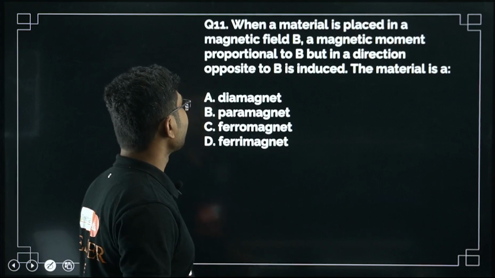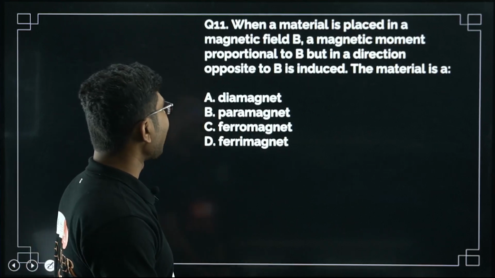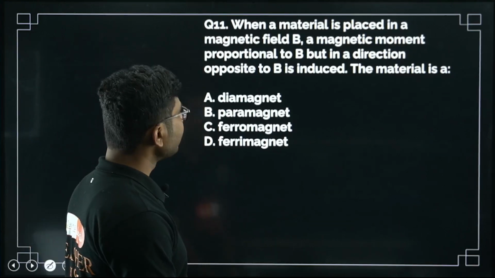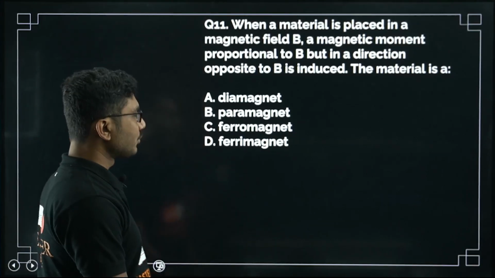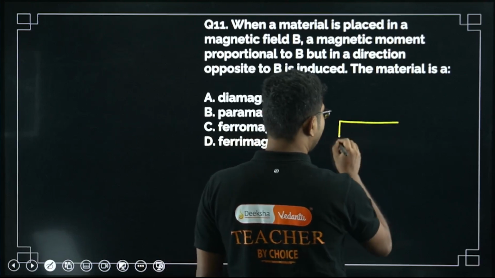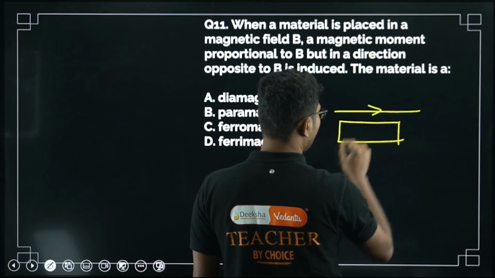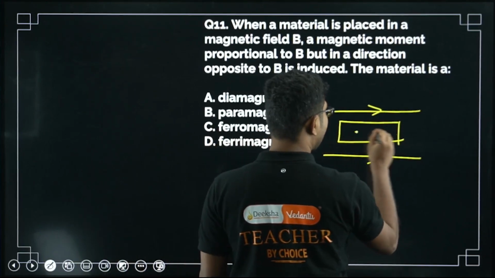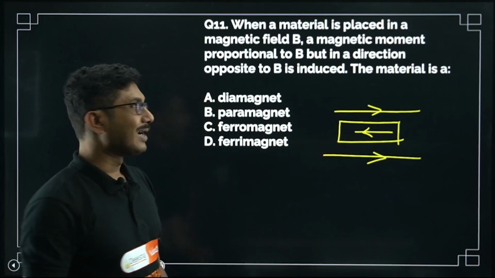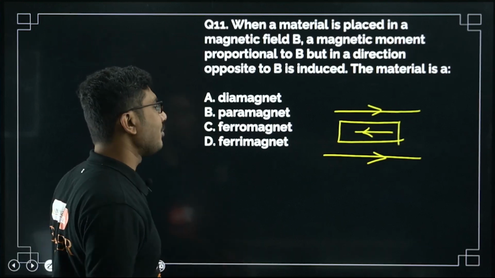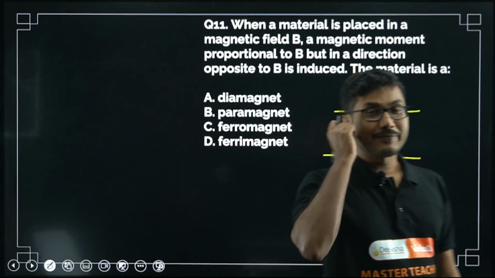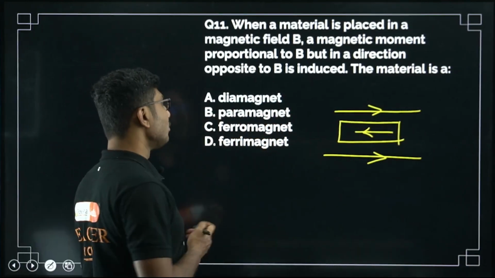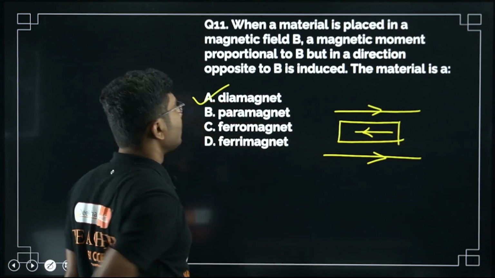Now, next question. When a material is placed in a magnetic field B, a magnetic moment proportional to B but in a direction opposite to B is induced. So you place a material in a magnetic field, and a small magnetic field inside this material is produced, but in the opposite direction. What is the material? Facing a magnetic field in the opposite direction means it is opposing the magnetic field. Only one substance can do that, that is a diamagnet.